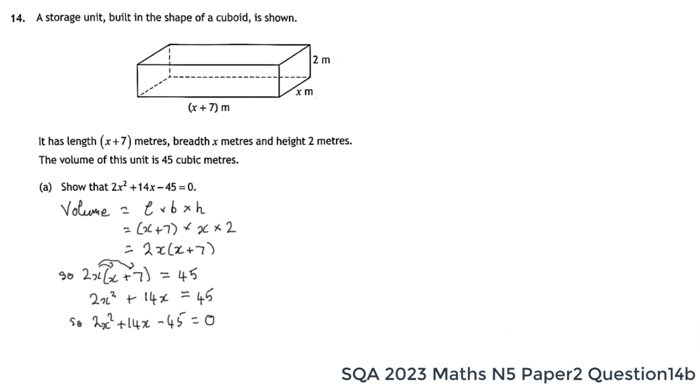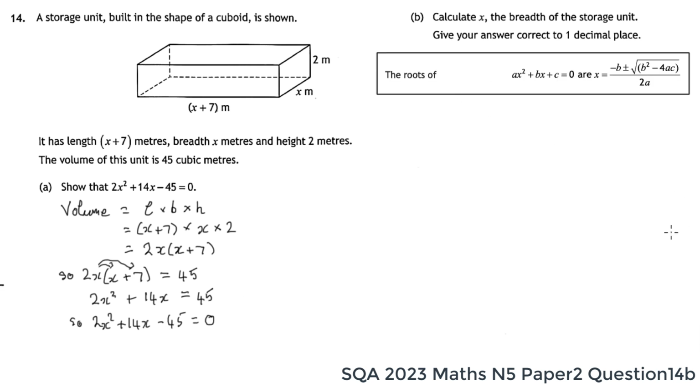So let's now have a look at the second part of the question. We're asked to calculate x, the breadth of the storage unit, giving our answer correct to 1 decimal place. In other words, we take this quadratic equation and solve it. Now the hint is that our answers have to be correct to 1 decimal place. That would imply this doesn't factorise and we use the quadratic formula. Now you are given the quadratic formula on your formula sheet. There it is. So let's proceed with this.